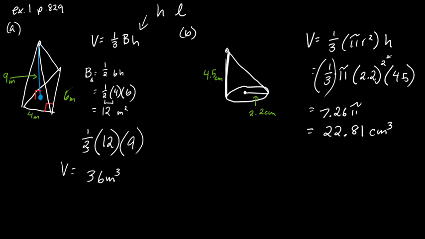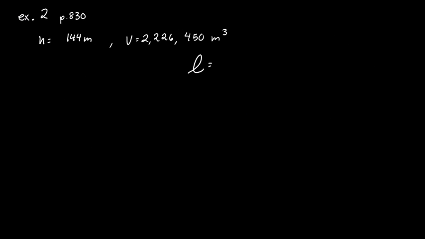Okay, so I'm now going to move on to example 2. Example 2 on page 830, they do not give you all of your pieces, however, they do give you the volume, which means that you're looking for something else. It reads, originally the pyramid had a height of 144 meters and the volume of 2,226,450 cubic meters. Find the side length of the square base.